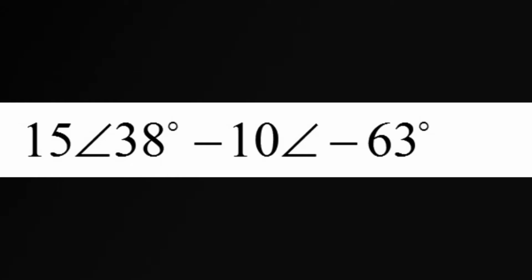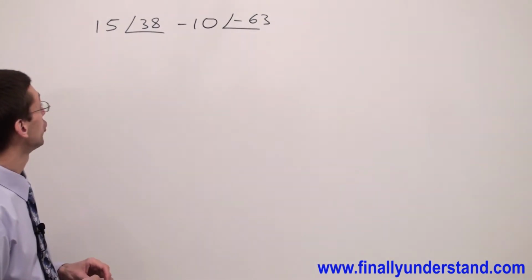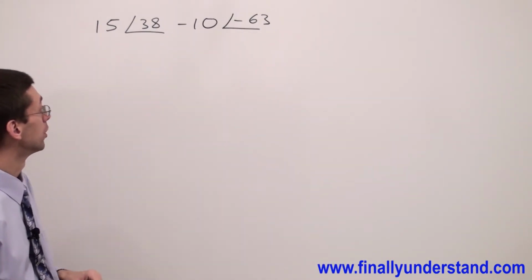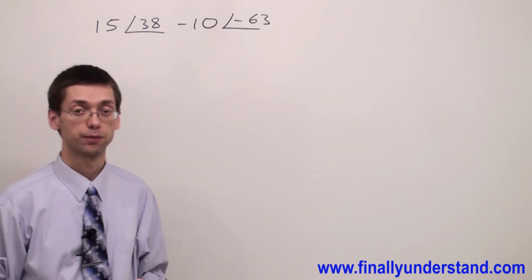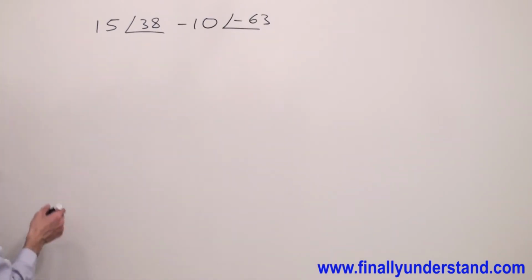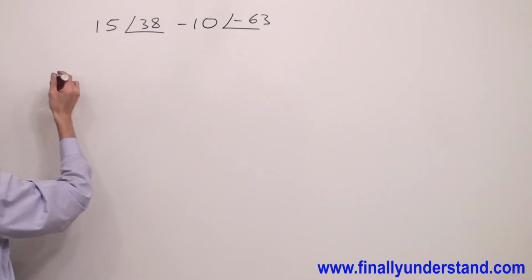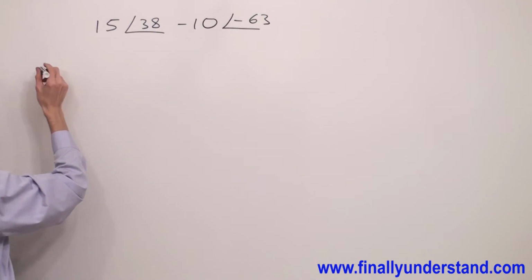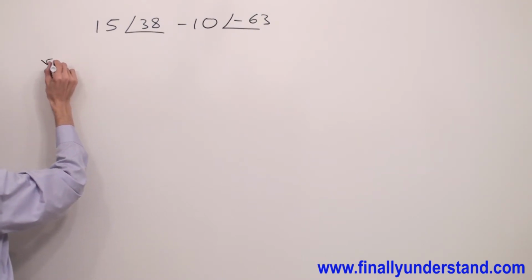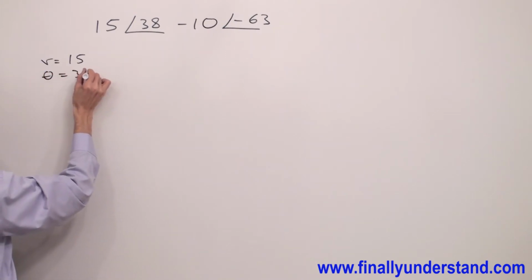This time we're supposed to subtract two complex numbers expressed in polar form. I'm going to subtract these two polar forms by converting them to rectangular form first. So let's talk about the first complex number. I have magnitude r equal to 15, and angle equal to 38.